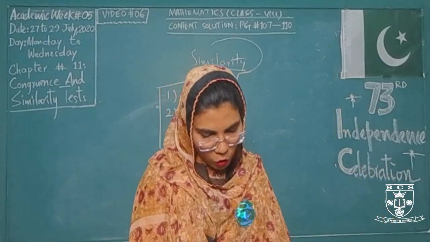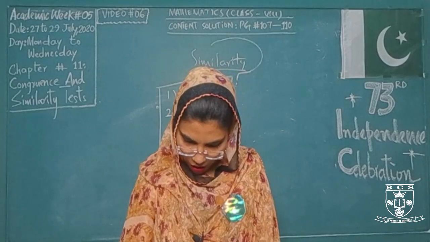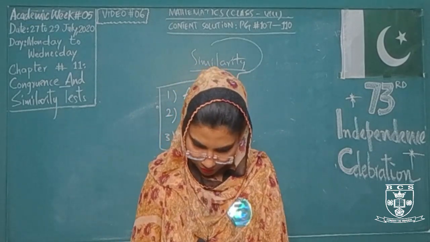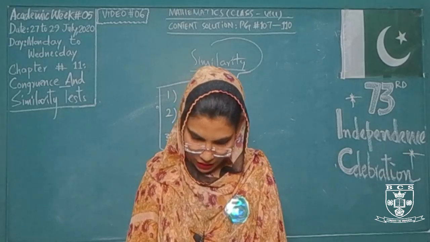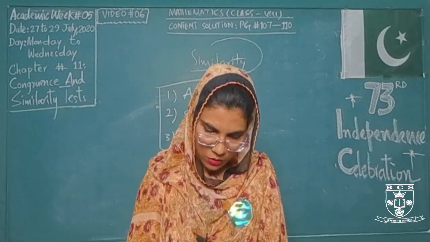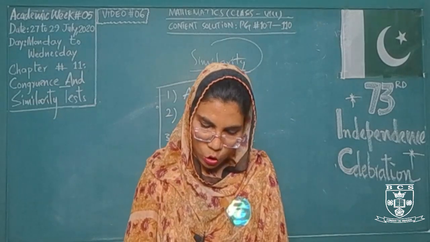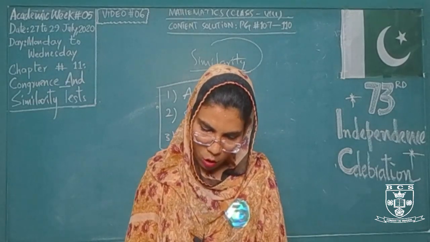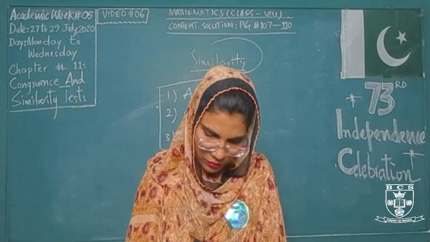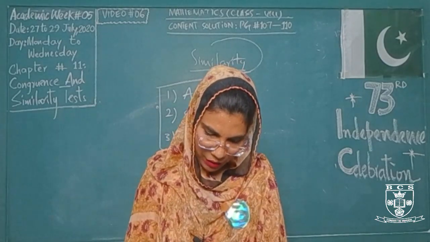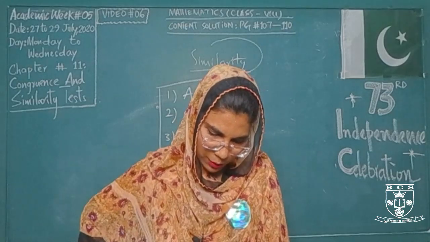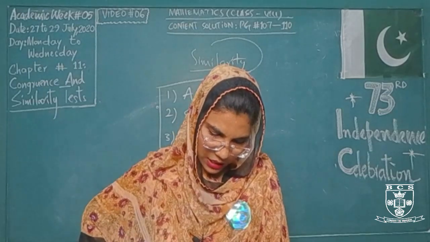So first of all, from exercise 11B we are starting our question number 1, from page number 370. We have the statement: identify a pair of similar triangles from the following triangles, not drawn to scale, based on each of the following similarity tests. A is the AA similarity test, in B we have the SSS similarity test, and in C we have the SAS similarity test.